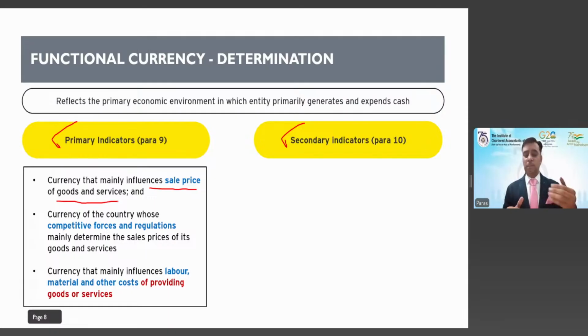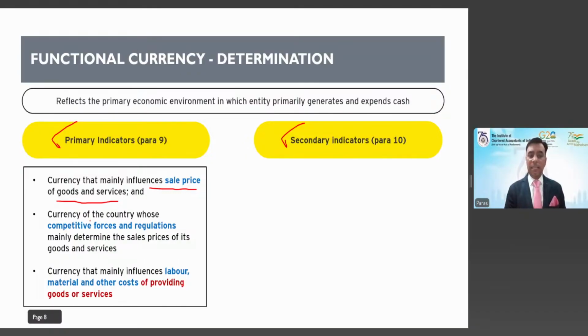And the sale price is decided by the holding company itself. So it is the US dollar which is going to impact the sale price of X Limited and not the INR. So as per my example, although the Limited is registered in India and carries out its business in India, the dollar will be considered as the functional currency of this Limited and not the INR. This is point number one.